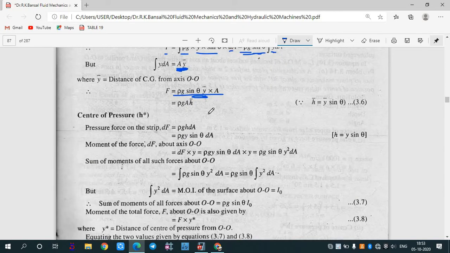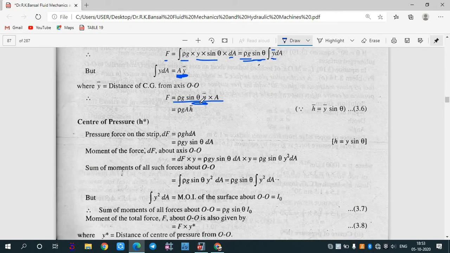So over here that same thing has been done. Y bar sine theta has been replaced by what? H bar. So the final formula for force is what? Again rho g A into h bar. So there is no change in this formula. This was the same in the case of the vertical plane. This is the same in the case of what? Horizontal plane. This is the same in the case of your inclined plane. Now we will see what is the difference we are getting in the center of pressure formula.